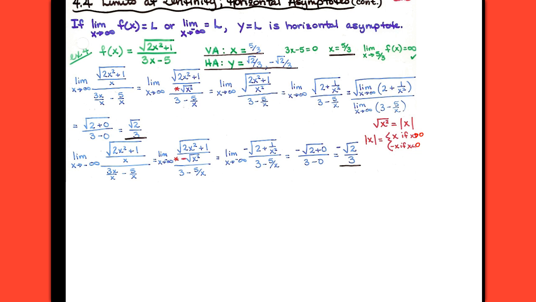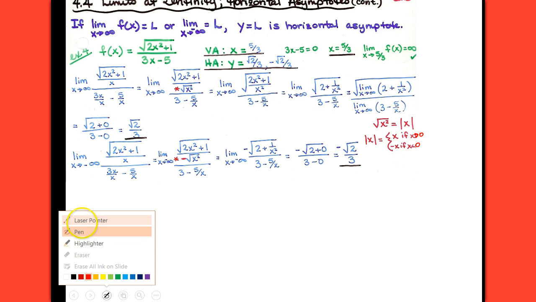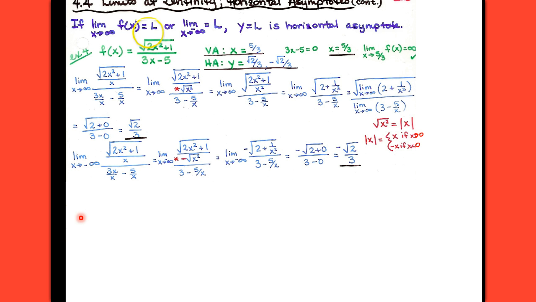Then for our horizontal asymptotes, we learned that if you take the limit as x approaches infinity or negative infinity and you get an actual numerical limit, then that limit will give y equals that number as a horizontal asymptote.